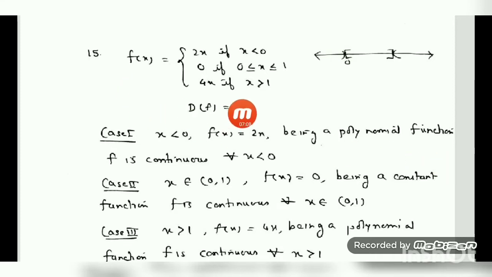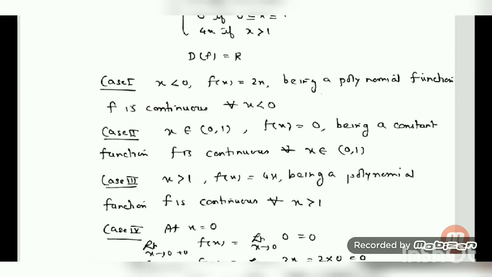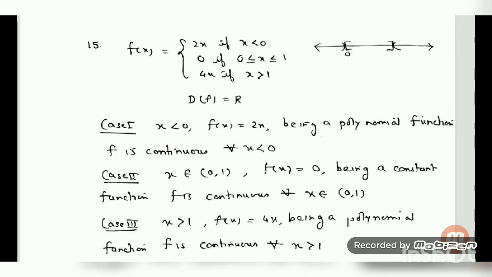After that our next interval, greater than 1. Greater than 1 means from 1 to infinity. So it is defined by 4x. Again this is a polynomial function. So the function is continuous for x greater than 1. Next let us consider the point x equal to 0. For x equal to 0 you see, for x less than 0 the function is defined in one way and for x greater than 0 it is defined in a different way. So we have to consider both the left hand and the right hand limit at x equal to 0.